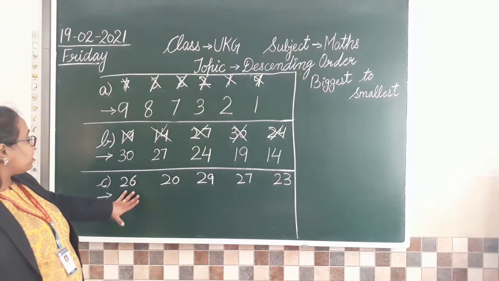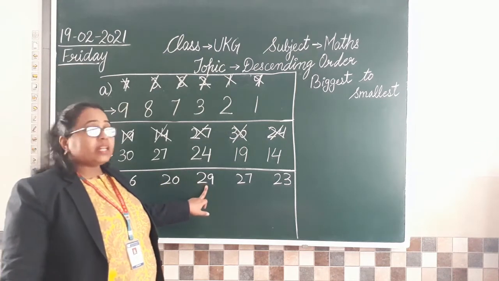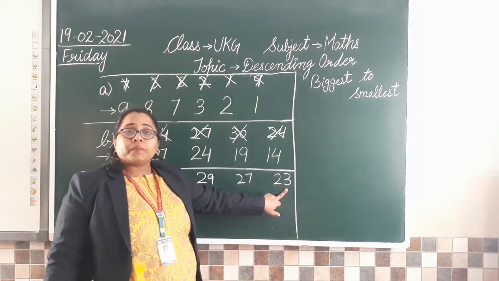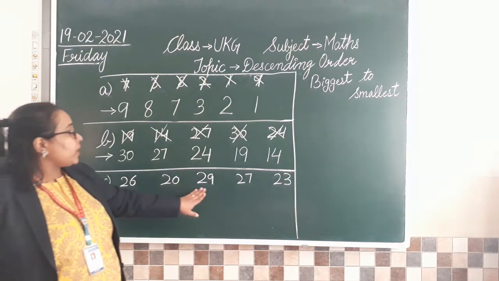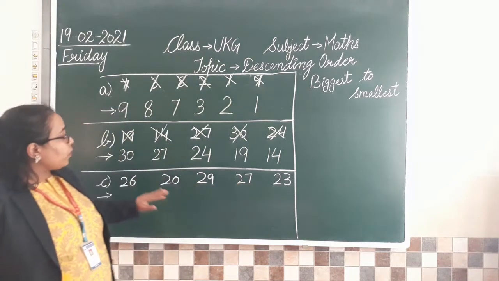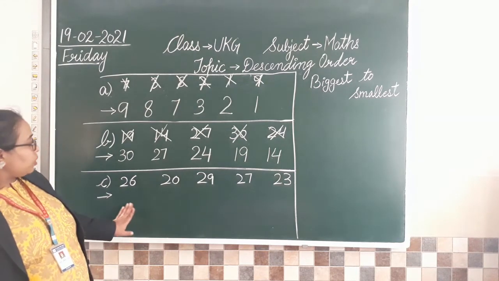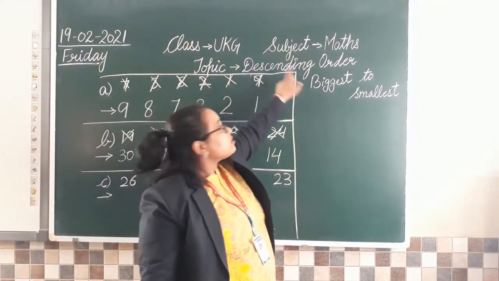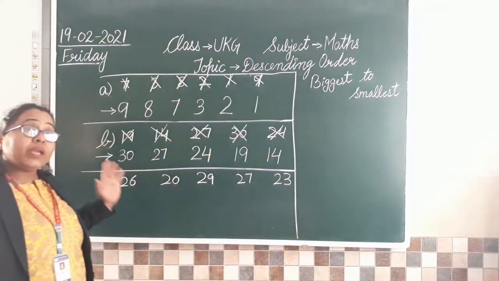The digits given to us is 26, 20, 29, 27 and 23. अब हमें क्या नंबर्स मिले हुए? 26, 20, 29, 27 and 23. तो अब जब आपको इनको डिसेंडिंग ऑर्डर में अरेंज करना है, how you are going to do? Which will be the first digit you will write? I am saying descending order. And what is descending order? Biggest to smallest. तो अब हमें क्या ढूंढना है? Biggest number ढूंढना है.